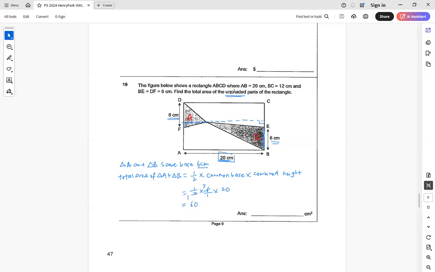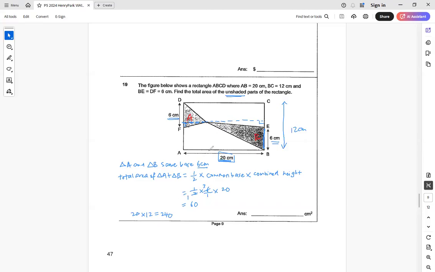So what to do to find the unshaded part? I have to find the entire area of the rectangle, then minus the 60. To find the area of a rectangle is just length times breadth. So the length is 20. It's given in the question that BC, this whole thing here, is 12 cm. So to find length times breadth, you just take 20 times 12. You do your working, and you will get 240 for the total area of the rectangle.